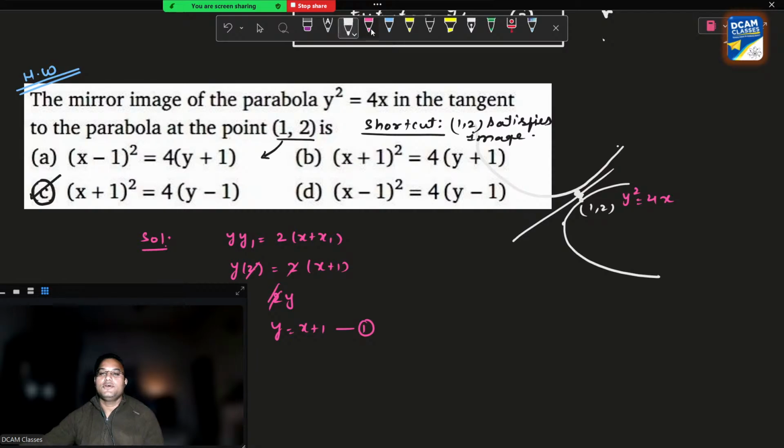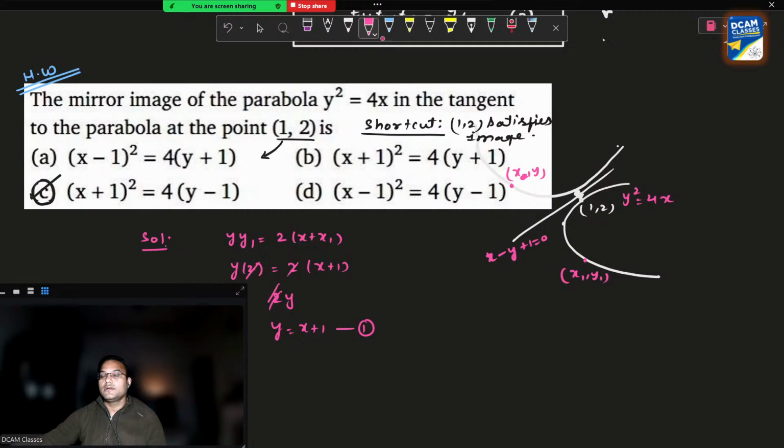This is how you should solve if you want to solve it quickly. Now the normal method is to assume any point on this as (x1, y1). Now try to find the mirror image of this point with respect to this line x minus y plus 1 is equal to 0. Let's say it is (x2, y2) or (x, y).